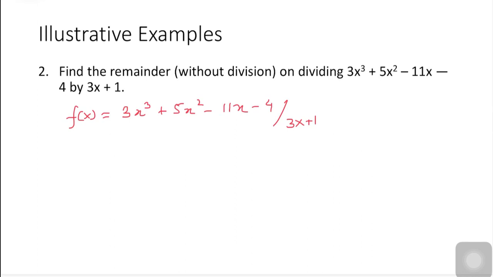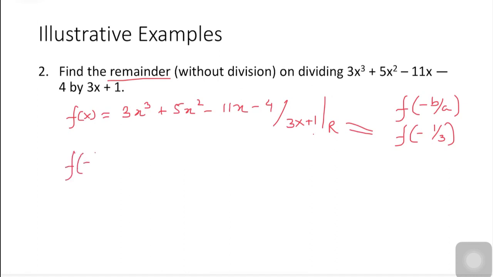We know that when a polynomial is divided by ax plus b, then the remainder would be f of minus b by a. In this case, b is 1 and a is 3. So f of minus 1 by 3 will be the remainder when it is divided by this. So all we need to do is to find the remainder. So it's an easy question.